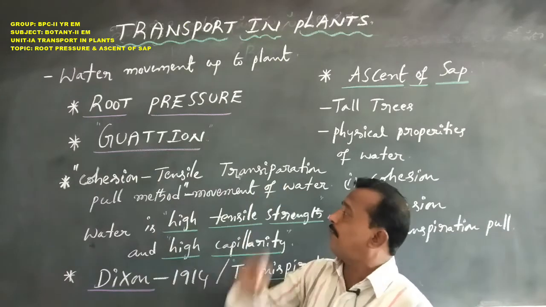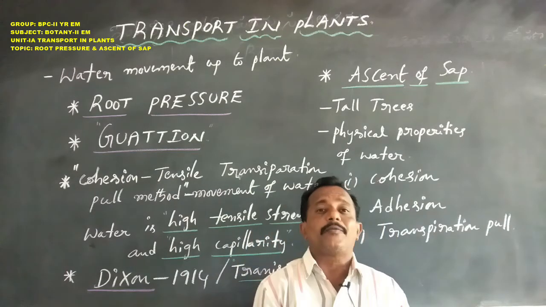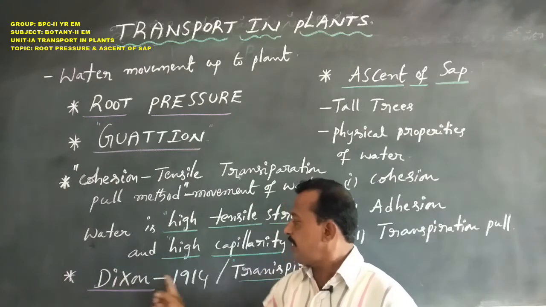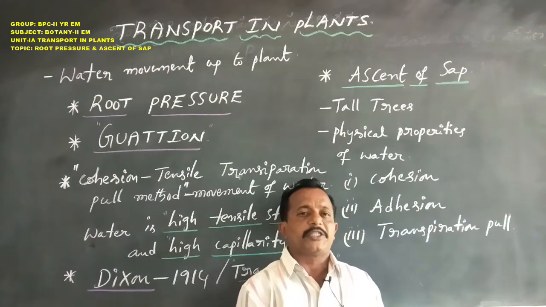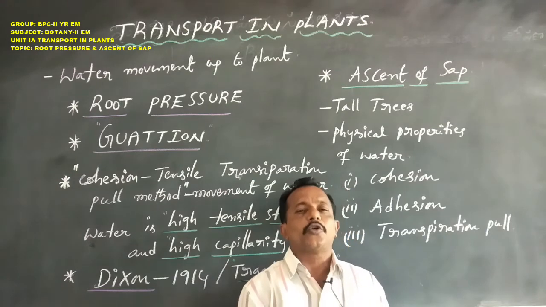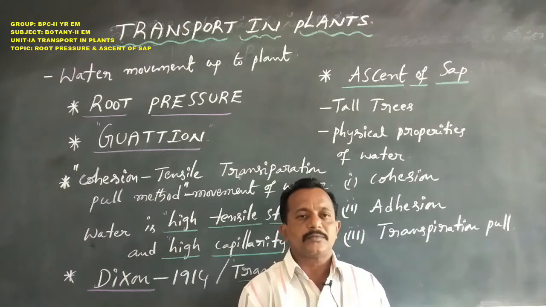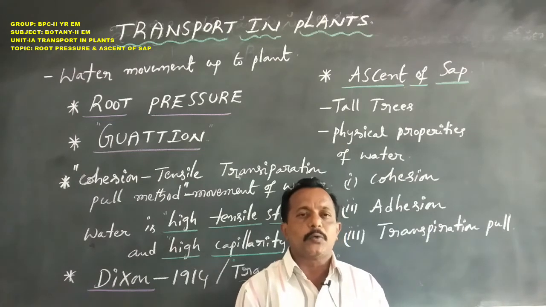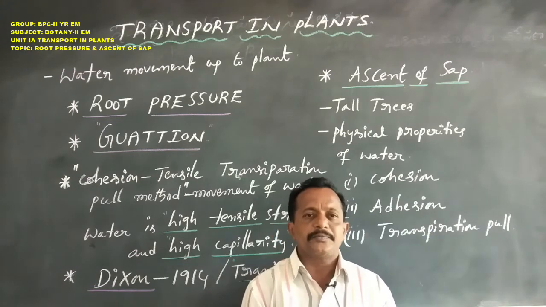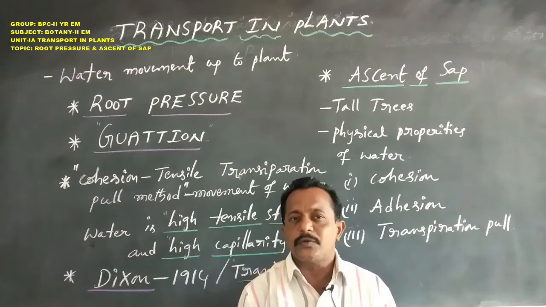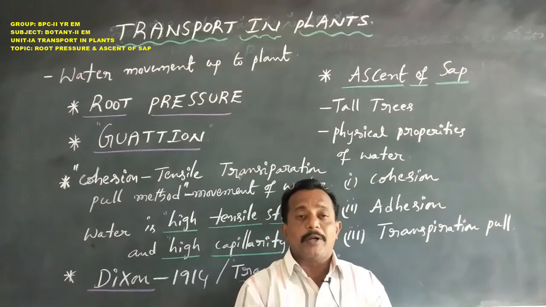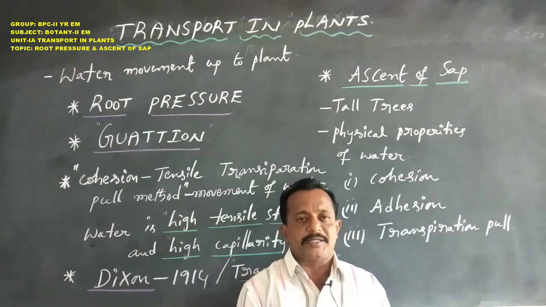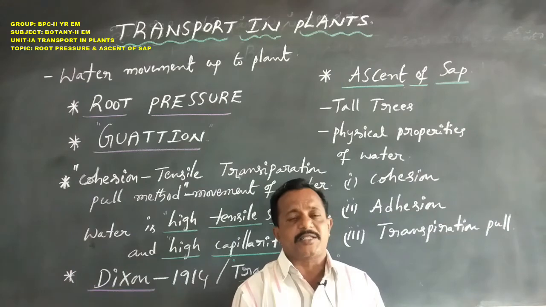This phenomenon was first observed by Dixon in the year 1914. The movement of water by root pressure through the xylem is possible in smaller plants such as herbs and shrubs. But in larger trees, especially gymnospermic plants such as Sequoia sempervirens, it is not.